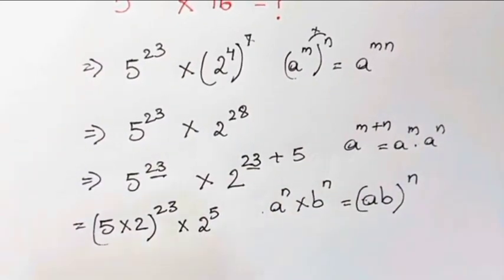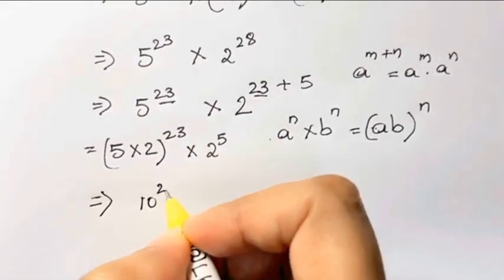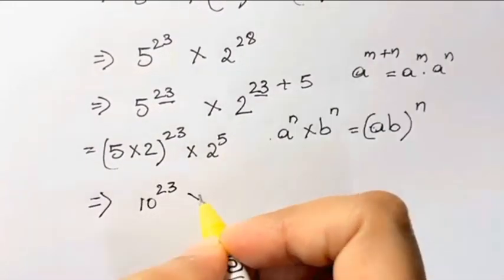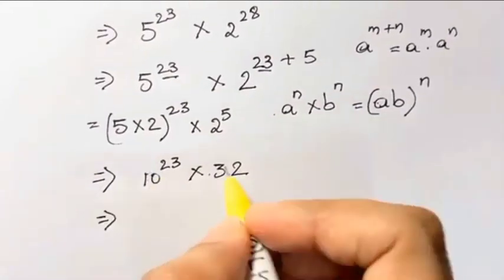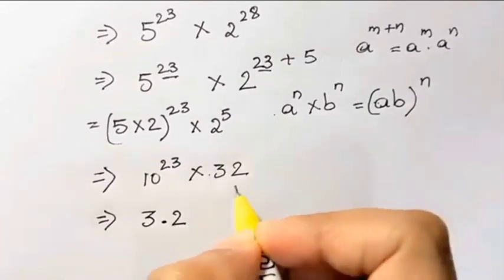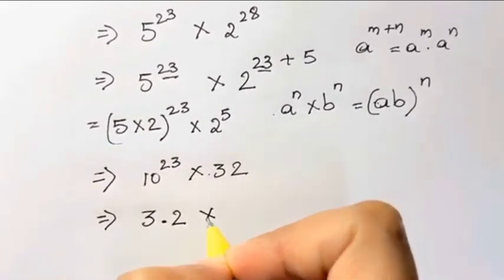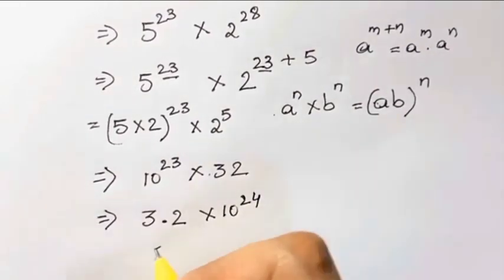Now in the next step, 5 times 2 is 10 to the power of 23, and then here we have 2 to the power of 5, and that's equal to 32. Yes, let's write it as 3.2. Whenever you take the decimal here, you add 1 to the 10 here, 10 to the power of 24, and that's your answer.